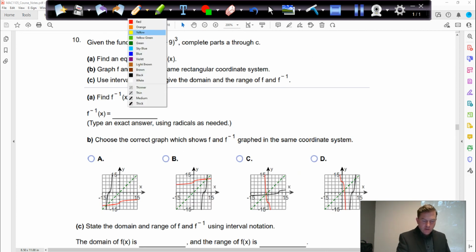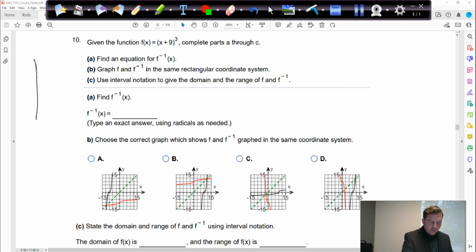Okay, problem 9 is very similar. We're going to have a cubic function that has been shifted 9 to the left.